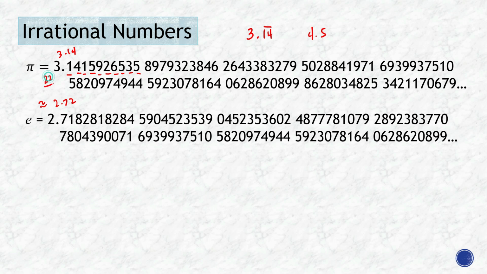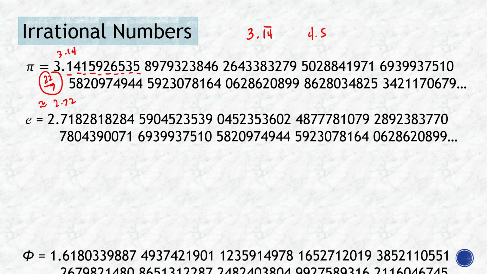Some math teachers substitute 22 over 7 for pi because the next two digits after the decimal point are 1 and 4, 3.14, but the next after that is 2. So we cannot just say that it is exactly equivalent to 22 over 7. It's approximately 22 over 7, but not exactly 22 over 7.